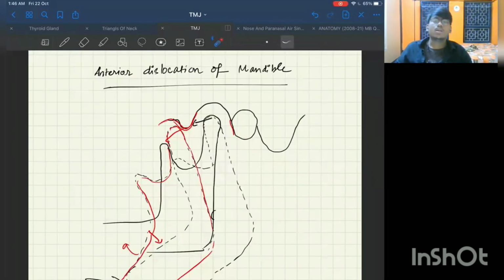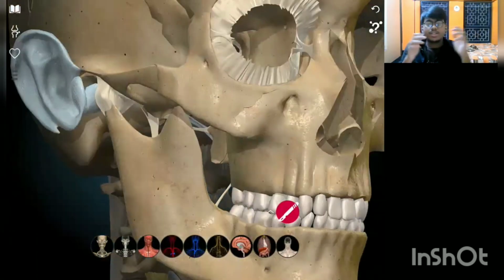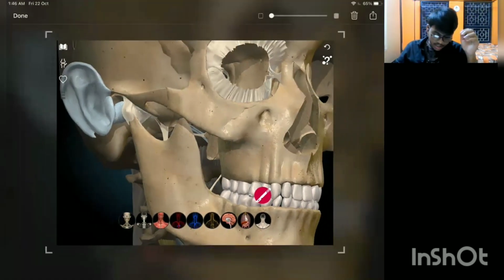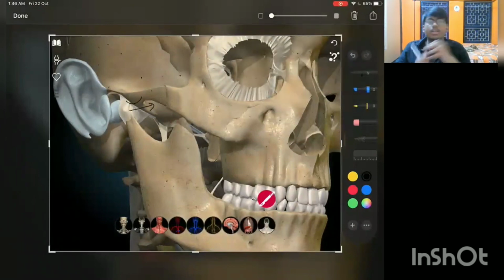Right. Coming to the clinical aspect of the temporomandibular joint, the most common dislocation in this joint is anterior dislocation. But why anterior? Because you can clearly appreciate that on all the other sides it is bound by bone, but anteriorly, there is only one small tubercle limiting it from getting dislocated. So it is very easy for the temporomandibular joint to get dislocated anteriorly.